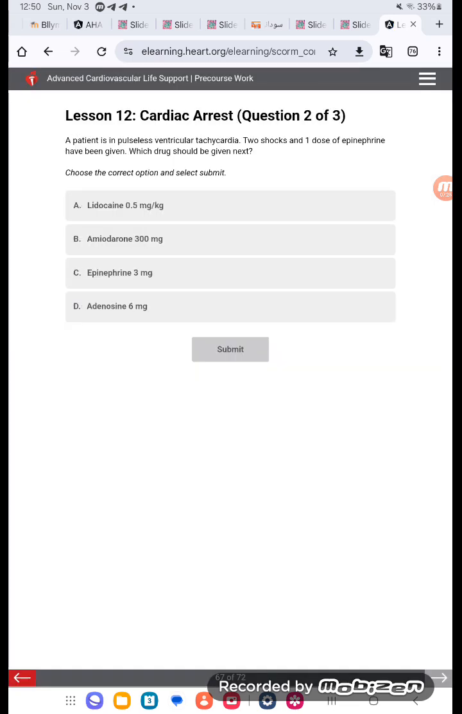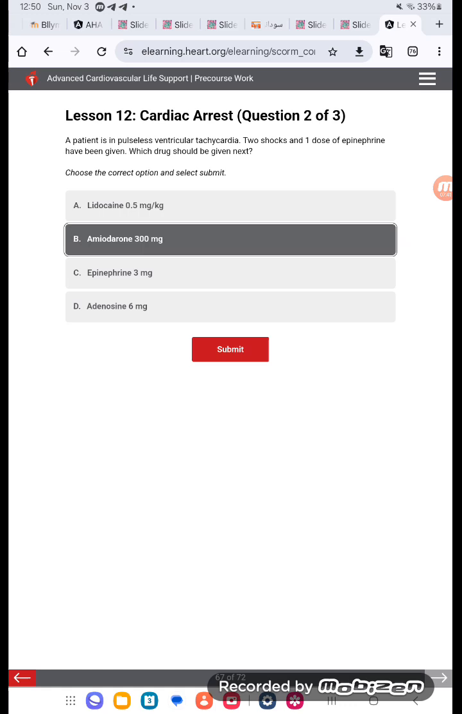A patient with pulseless ventricular tachycardia, 2 shocks and 1 dose of epinephrine have been given. Which drug should be given next? After giving the epinephrine and 2 shocks, we give the antiarrhythmic, which is amiodarone. The first dose is 300 and the second dose is 150.